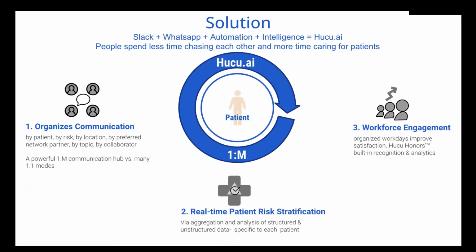Hucu solves this problem by organizing communication by location, by patient. So just like Slack, we have patient-centered channels. As people communicate with each other, we use our algorithms to identify risk for the patient. And the more you communicate, the more you collaborate, the more you help, you get Hucu honors, which really sets you up and your cloud within the Hucu network.